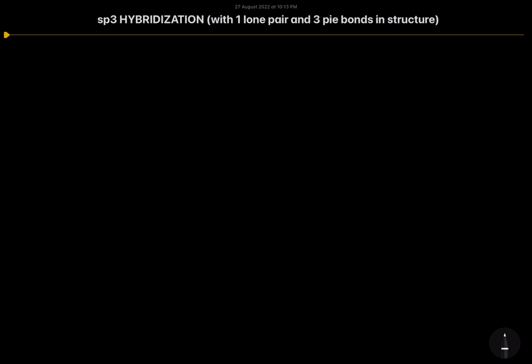My dear students, today's topic for the lecture is the sp3 hybridization with one lone pair and 3 pi bonds in the main structure. And for this I'm taking an example of Xenon Trioxide, that's XeO3. So our today's example is Xenon Trioxide, that's XeO3. Here xenon is the noble gas, that is the inert element which will not form any compound.